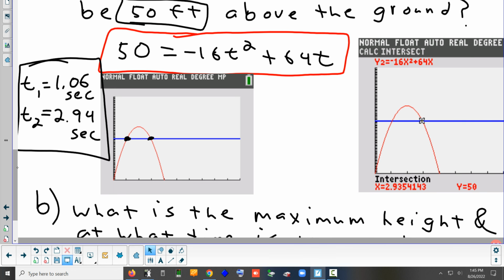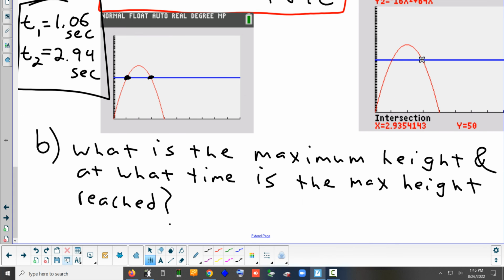Any question on how I found that with intersect? Could have used quadratic formula, and I would have gotten those 2 answers from the quadratic formula, the plus or minus. All right, and the last part asks, what is the maximum height of the rocket, and when do we reach that height?